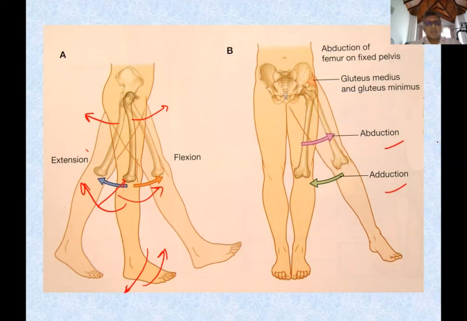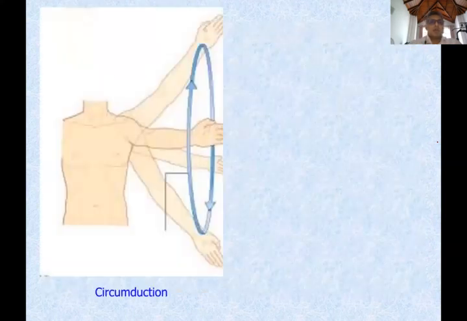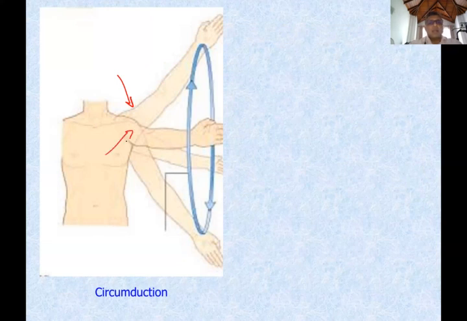Then circumduction. Now a joint like the shoulder joint or hip joint, to some extent, hip joint is not as freely mobile as the shoulder joint. A combination of abduction, adduction, flexion and extension at that particular joint is called circumduction. So it's not rotation, it's different. Rotation is different from circumduction. Circumduction is a combination of abduction, adduction, flexion and extension of that particular joint. Now in this case it is the shoulder joint.